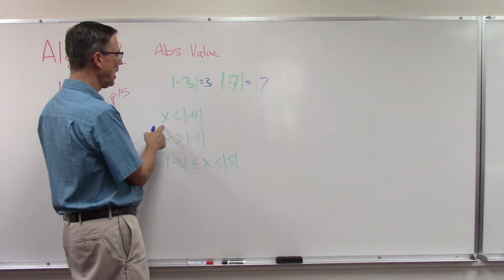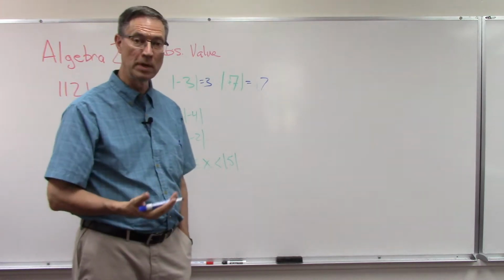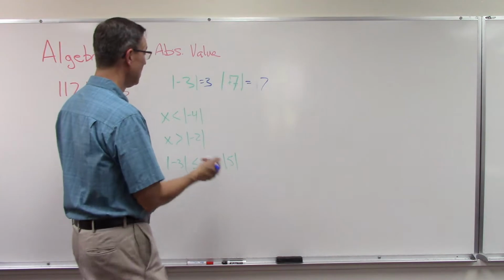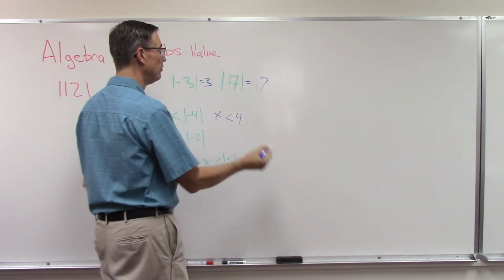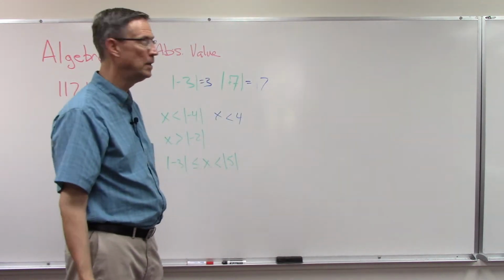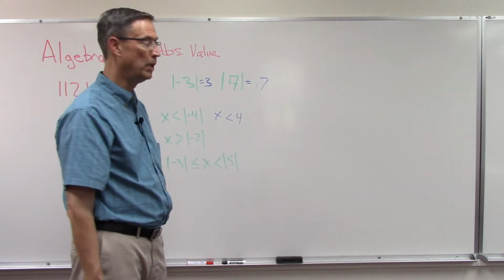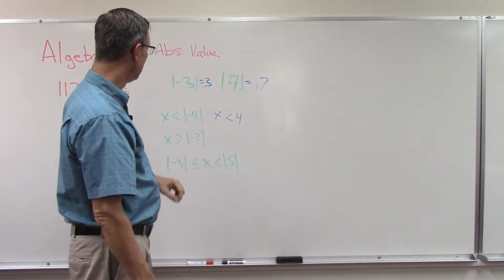So if I want to graph x is less than the absolute value of -4, well, what is the absolute value of -4? That's 4. So x is less than 4. So that's easy to do. We just did that in the last lesson. You draw a number line and you find the 4. Do we fill it in or leave it open? Well, because it's just less than and not equal to, we leave it open.